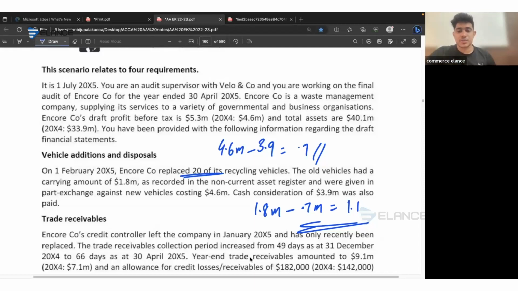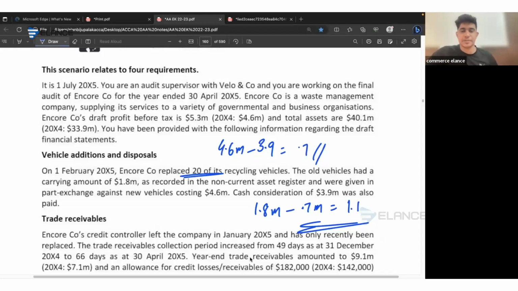Then the next one: they have told us the company has paid a cash consideration of 3.9 million for the assets. So how can you confirm whether the cash consideration is actually paid or not? Cash payment to cash book and bank statement. Yes, you can agree the cash payment of 3.9 million for the new assets to the cash book and bank statements. Good. These are the specific points you can directly link. What else? When a company adds a new asset, what do we need to do additionally?